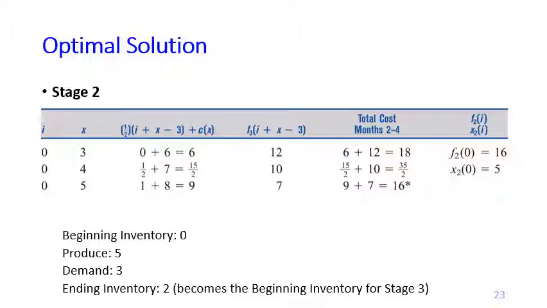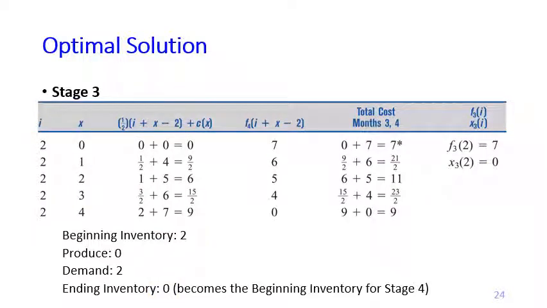Then you go to stage 2 and look in particular for state 0. So the beginning inventory is 0 because from the previous slide we know that the ending inventory of month 1 equals 0. So we begin month 2 with 0 as well. The best decision is producing 5 units. The demand for month 2 equals 3, so ending inventory is 0 plus 5 minus 3 equals 2 units. And these 2 units become the beginning inventory for stage 3.